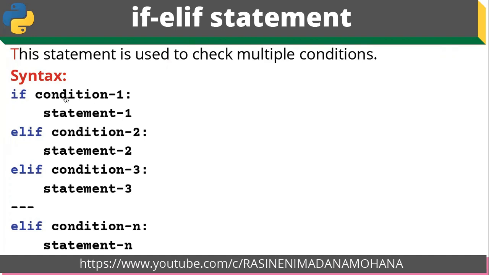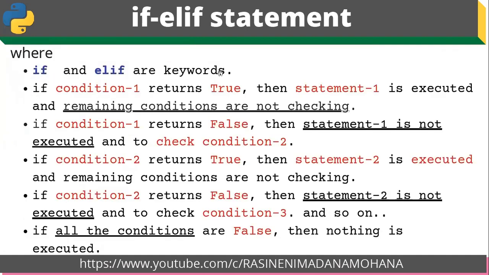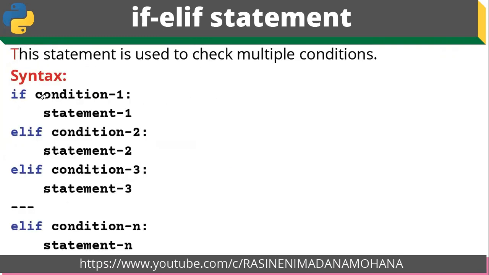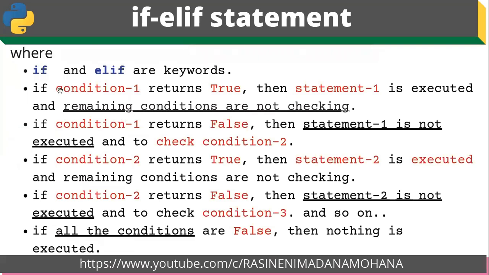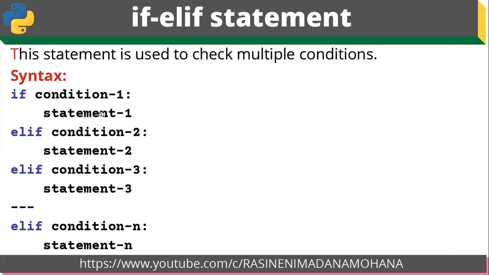if and elif are keywords, and the end of the if-elif is ended with a colon. It is mandatory. Now here if and elif are keywords. If condition 1 returns true, then statement 1 is executed, and the remaining conditions are not checked or verified. So only if it is true, only statement 1 is executed; other conditions it won't check.